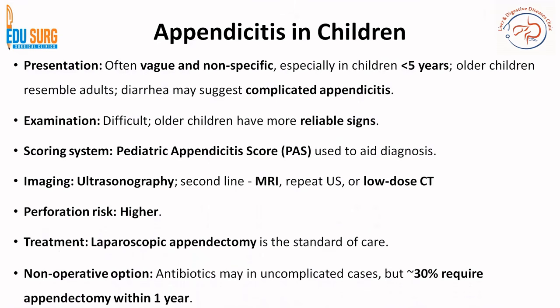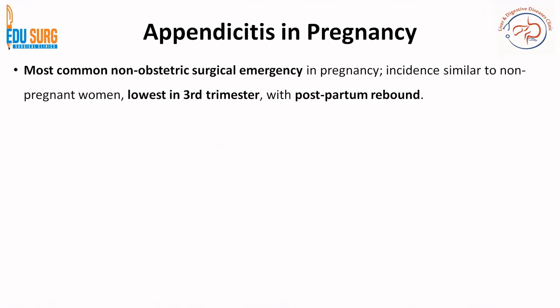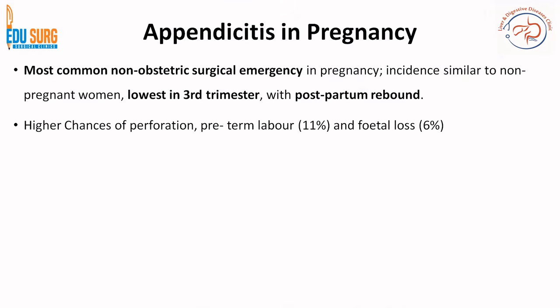Non-operative option is again used in uncomplicated, that is grade 1 cases, but nearly 30% require appendicectomy within 1 year. Coming to appendicitis in pregnancy, it is the most common non-obstetric surgical emergency. Incidence is similar to non-pregnant women, lowest in third trimester, and then it rebounds in the postpartum period. There are higher chances of perforation, preterm labor, and fetal loss up to 6% if appendicitis occurs in pregnancy.